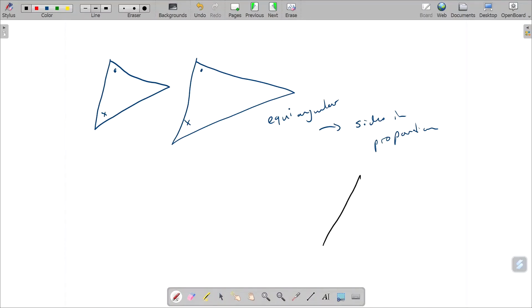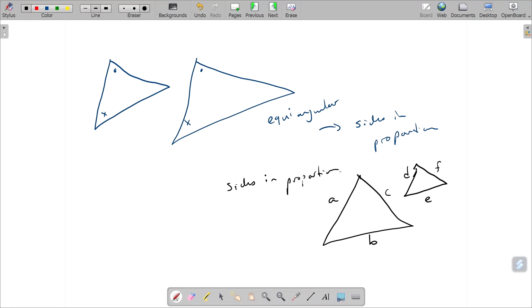What we are saying now is, again, the converse. That if I had a situation where I knew something about the triangles, for example, A, B, and C, D, E, and F. So if I knew that the sides were in proportion, i.e. A over D equaled B over E equaled C over F, then I knew, importantly, that therefore these triangles were similar, or that they were equiangular.